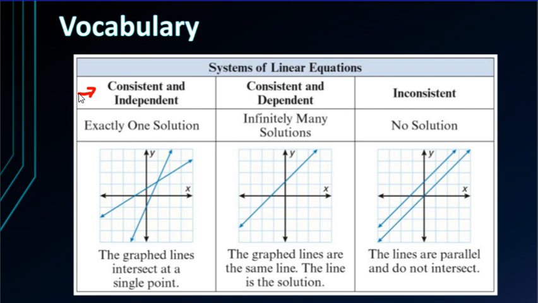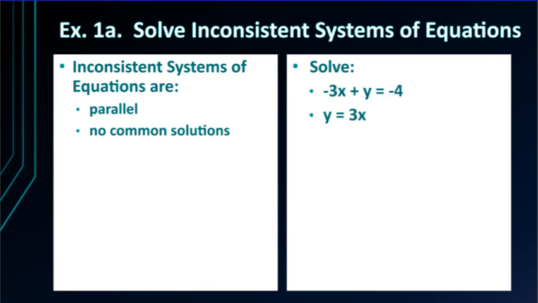And the last one is inconsistent. Inconsistent means that there are no solutions. The reason there are no solutions is because the lines are parallel, and we know that parallel lines never cross. So let's take a look at some examples here. First, looking at inconsistent systems of equations.